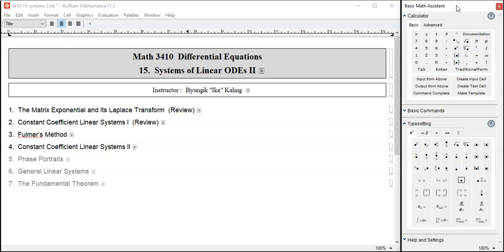Okay, that's where I'm going to stop. And probably I'll never cover chapter 7 or section 7 here because that belongs to another course.